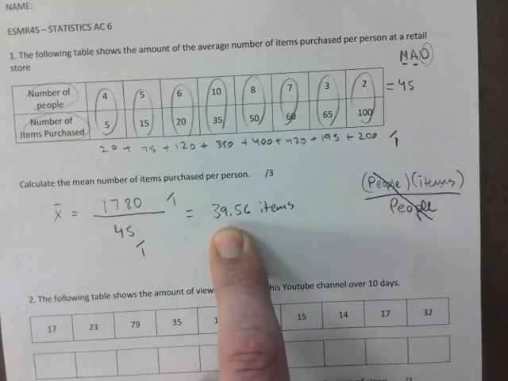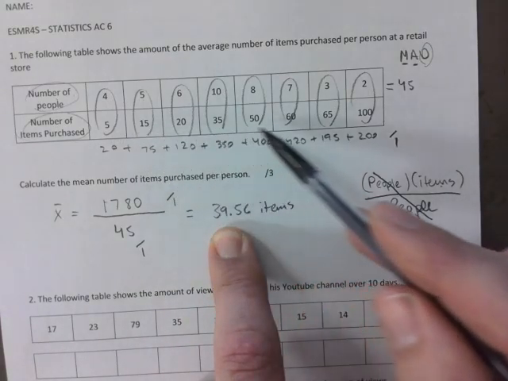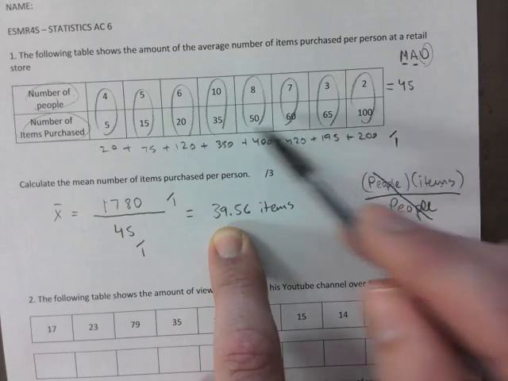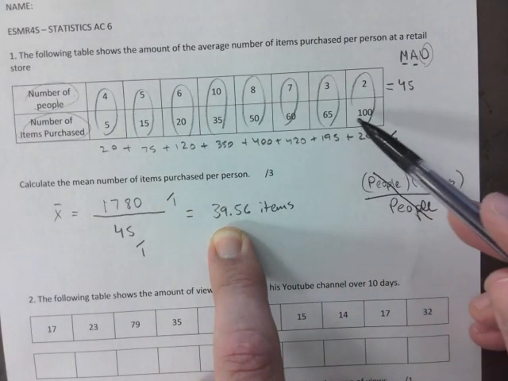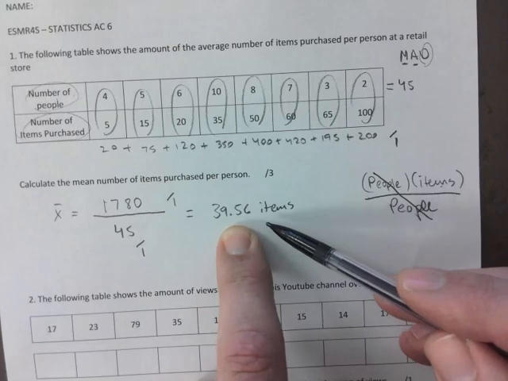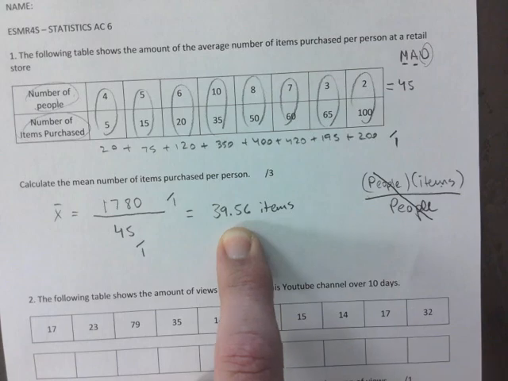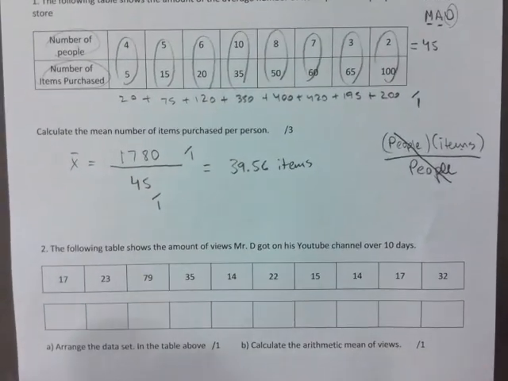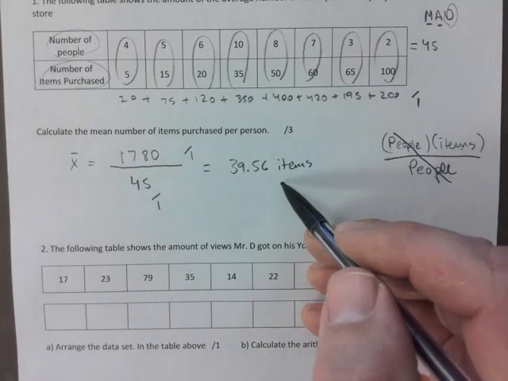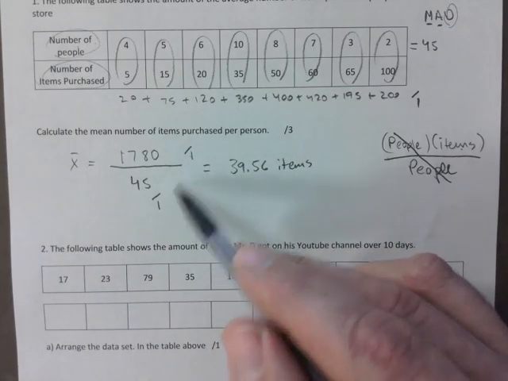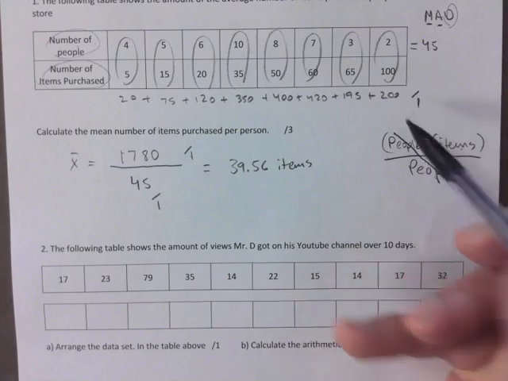Question, does it make sense? If you look at the items purchased as high as 100, as low as 5, we are somewhere in between that. So this actually is valid, right? Okay. So you don't get a mark for the final answer. You just lose marks if you are missing components, all right?